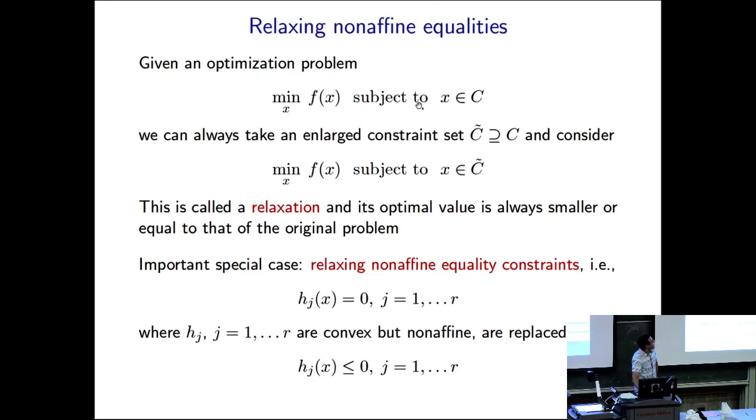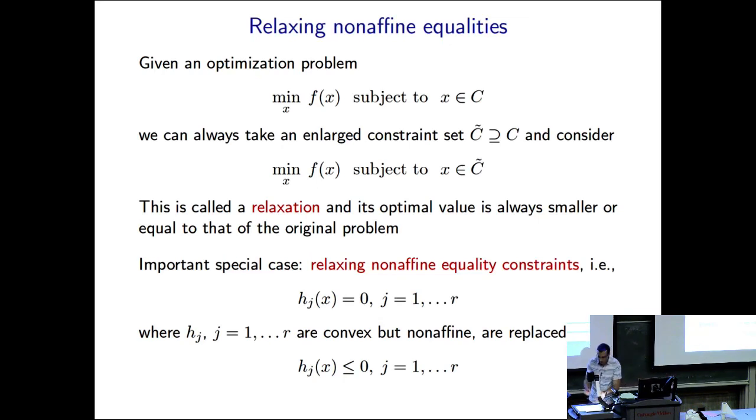where this set C is potentially non-convex, I can always enlarge the constraint set by taking a C tilde that contains it, and the optimal value to the problem minimize f subject to x being in C tilde is only going to be lower than what I started with. Because I'm making the feasible set larger, I can only achieve a lower value of the criterion. If C was non-convex and we enlarge it to be something convex, like its convex hull, for example, for C tilde, then we call that a convex relaxation of the original problem.